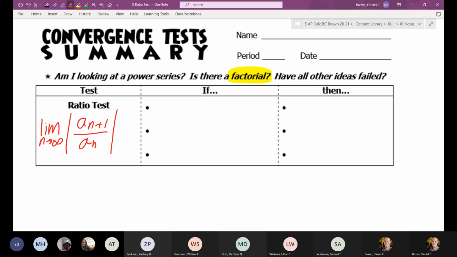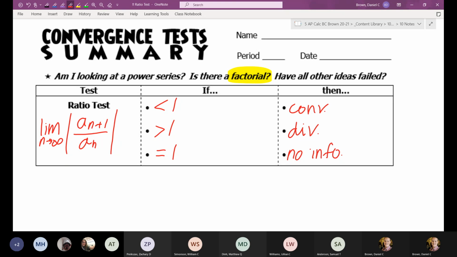Your limit can be equal to three things. Your limit can be less than 1, it can be greater than 1, or it can be equal to 1. If it's equal to 1, that is the one that will just say it's no info, you're going to try something else. If it's less than 1, what do you think that series is doing? It's converging. If it's greater than 1, then it's going to be a diverging series by the ratio test.